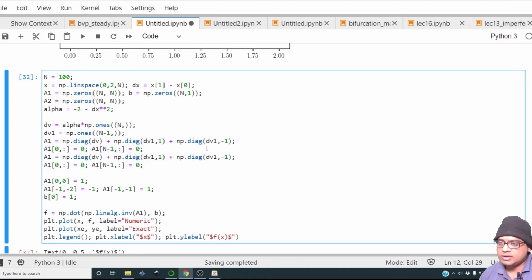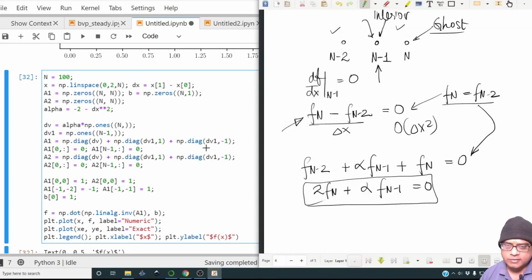So everything is the same for A1 and A2 up until the last point. In fact, we could have used np.copy, but anyway, we've done it the hard way. No problem. We could have used np.copy. That is, make a copy of A1 and assign it to A2. But anyway, so now what changes is over here. So this doesn't change. This is still going to be 1. But over here now, what do we have?